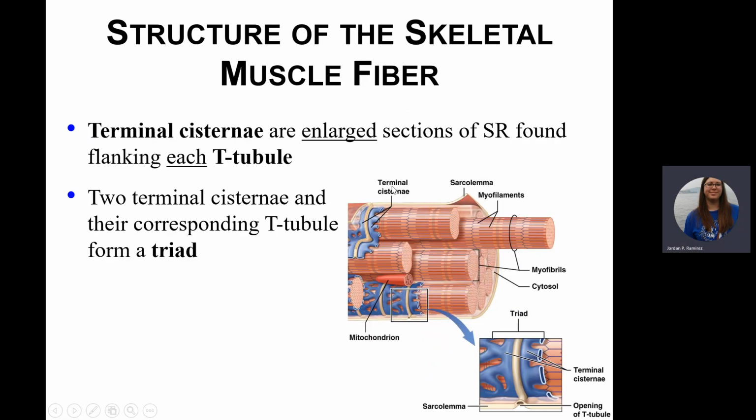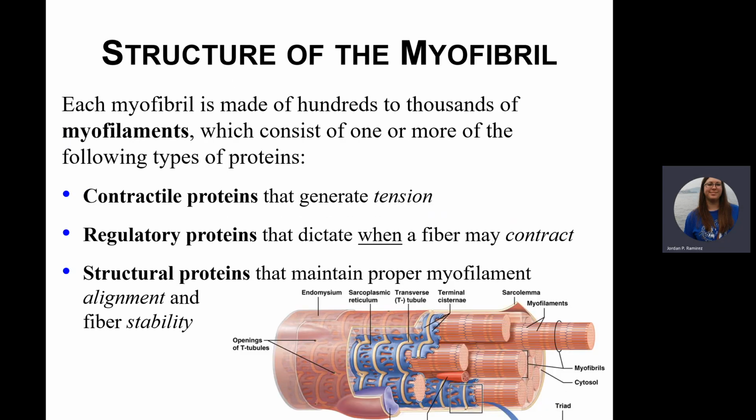So terminal cisternae are large sections of the sarcoplasmic reticulum, which are found flanking each tubule, so on either side. So two terminal cisternae, here and here, and in between, that T-tubule we just talked about, that is called a triad. Okay, so it's made of three things, two terminal cisternae and a T-tubule. That's called a triad. 1, 2, 3, triad.